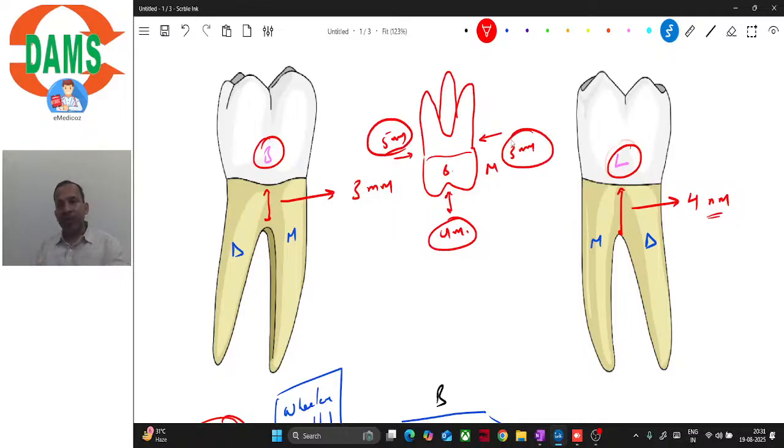And as we move distally from first to second to third molars, the size of the root trunk increases. So this bifurcation will move apically from first to second to third molars.